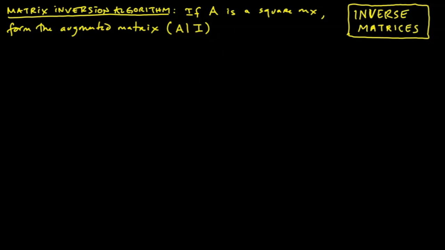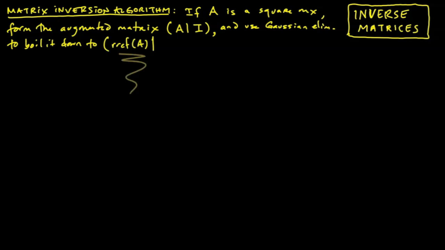Once we've done that, we use Gaussian elimination to boil it down to reduced row echelon form, which will look like, well, whatever A's reduced row echelon form is will appear on the left, and on the right, that'll be some matrix, the result of taking each column in the identity matrix and performing all the transformations that are required by the steps we take in the Gaussian elimination to bring A down into reduced row echelon form.